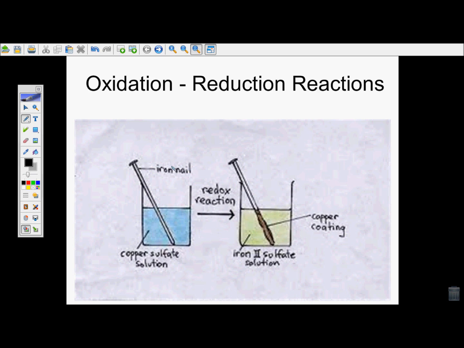This is an example of a common oxidation-reduction reaction. An iron nail is placed into a copper sulfate solution, and after the redox reaction occurs, your products are an iron(II) sulfate solution and a solid copper coating. This occurs because the iron is oxidized and the copper is reduced. So the iron transfers electrons from itself to the copper.